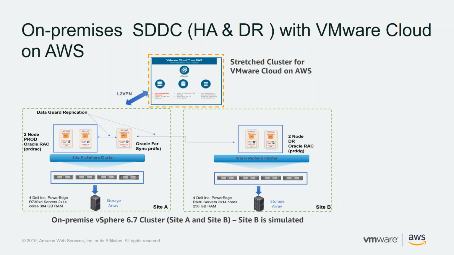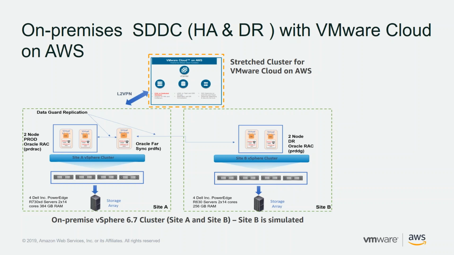So let's take a look at the example setup shown in the architecture diagram here. Basically, we have two on-premises vSphere clusters, Site A running production workloads, and a cluster in Site B that runs dev, test, disaster recovery workloads. Both Site A and Site B are in a hybrid link mode. Site A and Site B vSphere clusters have access to dedicated storage. Site A is connected via layer 2 VPN to VMware Cloud on AWS.